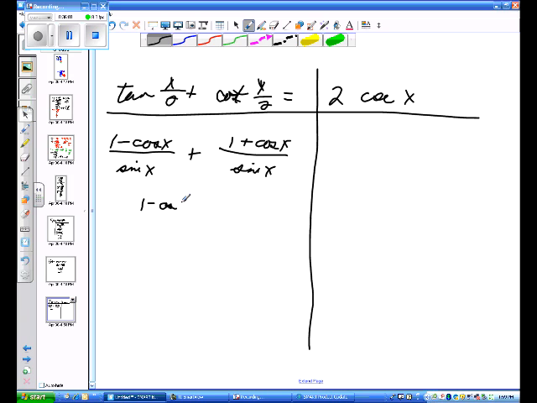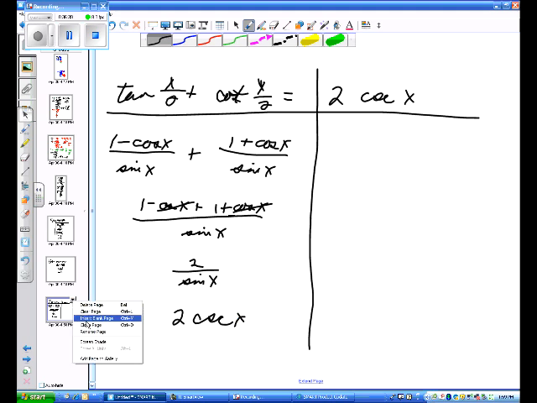So we have 1 minus cosine x plus 1 plus cosine x over sine x. Well, the minus cosine x and the plus cosine x subtract out. We have 2 over sine, which we know is the same as 2 times 1 over sine, which would be cosecant x. So if you've got one where you've got a tangent and a cotangent, then use the different identities that we have so that when you add them or subtract them, you already have a common denominator. And let's look at one more.